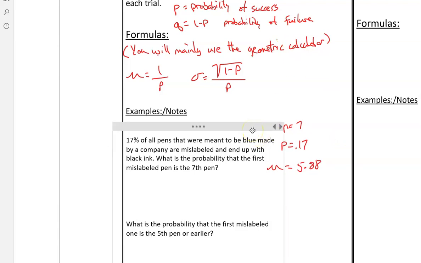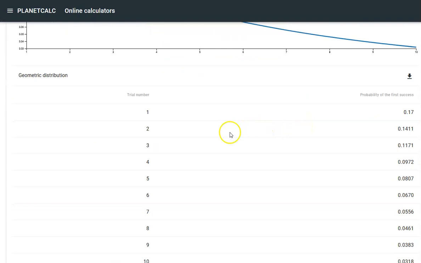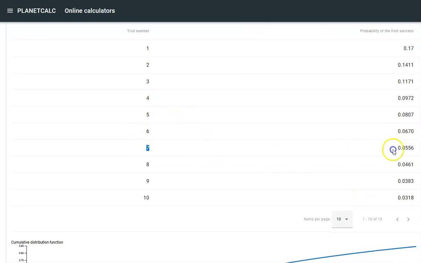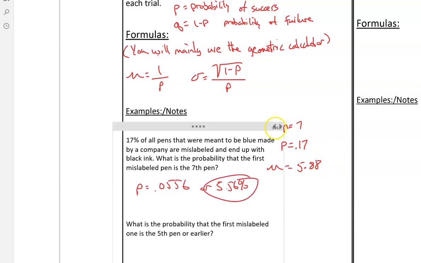All right. So the first mislabeled pen is the 7th pen, so exactly the 7th pen. I'm going to go down to my little table here. The chance that it's the first pen is 17%. That makes sense, right? Because 17% of them are mislabeled. And here's the chance that it's the second one or the third one. So we want the 7th one. The probability that it's the 7th pen that's mislabeled is 0.0556, so P is 0.0556, or a 5.56% chance that the first mislabeled pen is the 7th one.